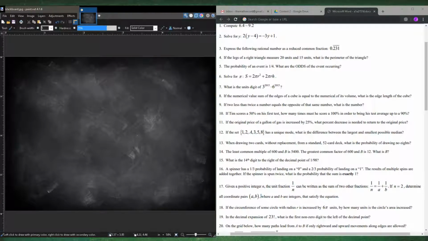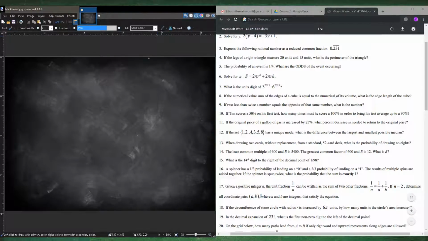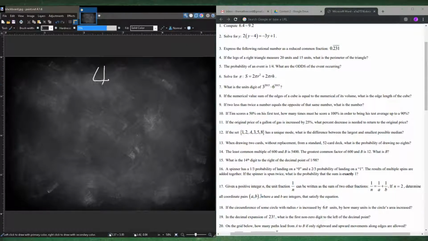Question 13. When drawing 2 cards without replacement from a standard 52 card deck, what's the probability of drawing no 8s? So you don't want to draw any 8s, right? So the only things you would draw is 8s. So how many 8s are in a deck? There's 4 8s. So the probability of getting an 8 on your first try is 4 out of 52 total cards. And then the next time you only have 3 out of 51, because you already drew 1 8 from the 52. So you have 3 and 51.